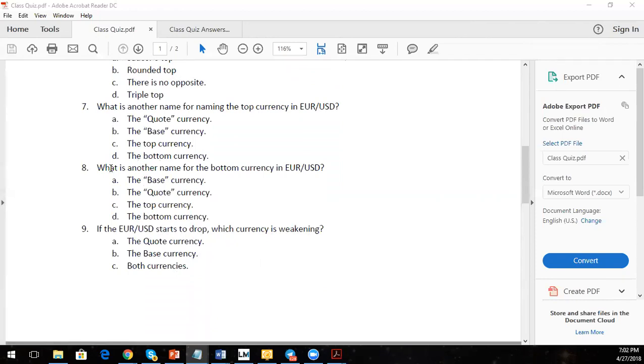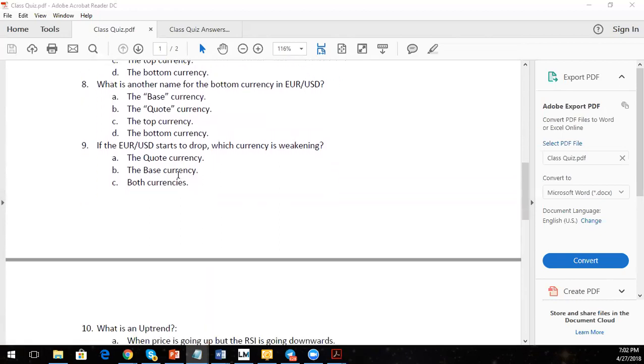Okay, so number 7. What is another name for the top currency in this pair called Euro versus USD? Would you name the Euro the quote currency, the base currency, C, the top currency, or D, the bottom currency? Okay, guys. The actual answer is B. Okay, the actual answer is B. I'll explain later. We'll roll on and go from there.